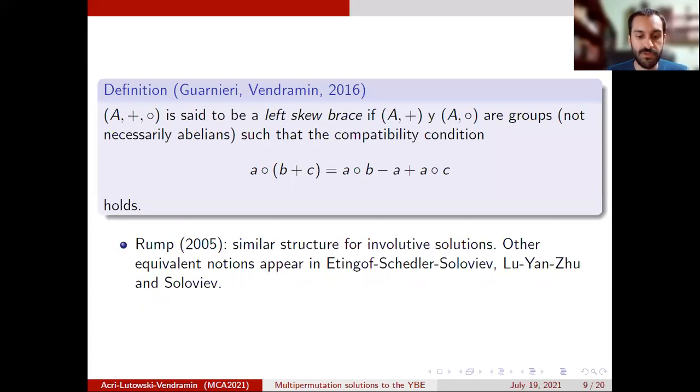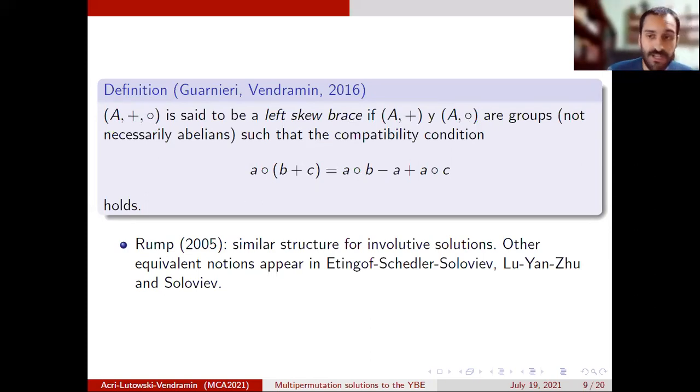First, let me introduce this algebraic structure called skew brace. Left skew brace, we have the right version. A triple (A, +, ∘) is said to be a left skew brace if the set A with both operations is a group, not necessarily abelian. This is just for historical reasons. And such that this compatibility condition holds, similar to a distributive property.